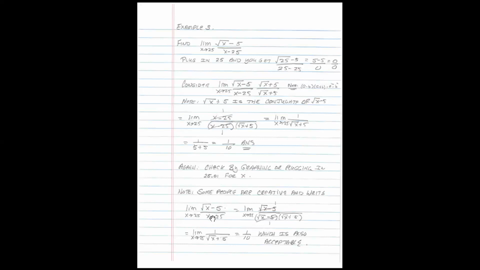Well, x minus 25 is the square root of x minus 5 times the square root of x plus 5. You see that? If you multiply the square root of x minus 5 times the square root of x plus 5, you get the square root of x squared, which is x, and 5 squared, which is 25. Okay. Basically, it works because you're writing this as the square root of x squared minus the square root of 5 squared.